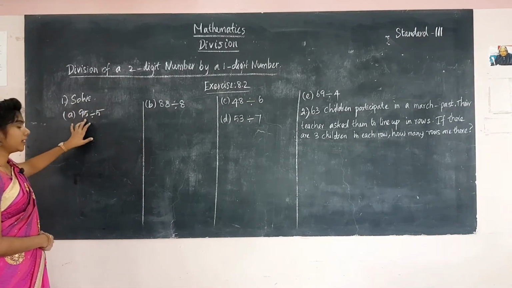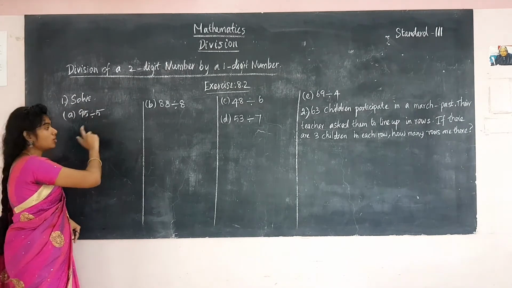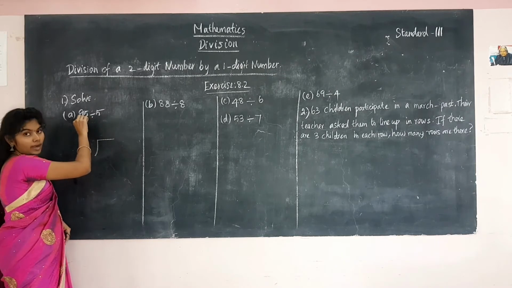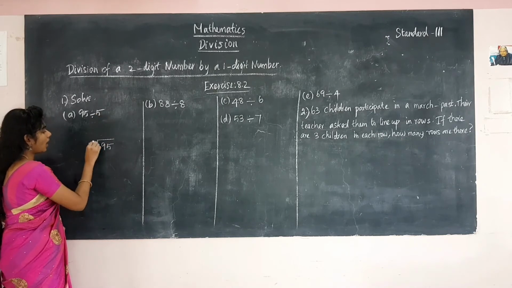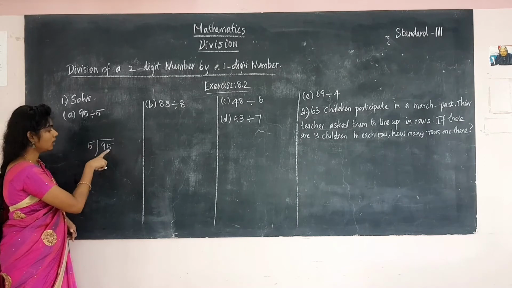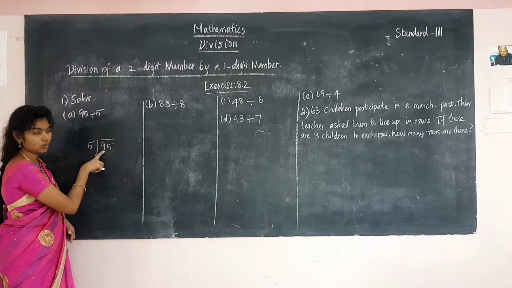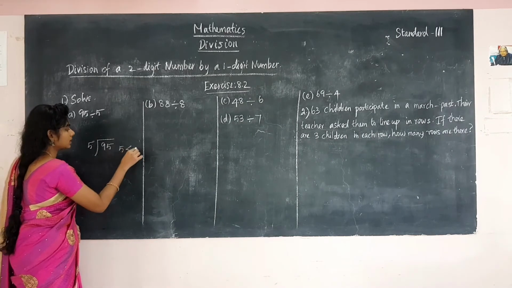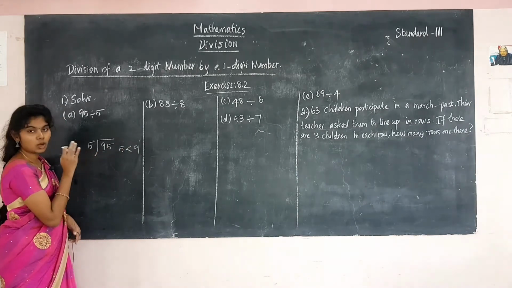First one is solve 95 divided by 5. We are going to divide the number and find the quotient. To find that, we have to draw an inverted L and write the dividend 95 inside, and 5, which is the divisor, outside. To find the quotient, we have to check the dividend's tens place and the divisor. Here the tens place is 9, so we compare these two numbers, 5 and 9. See here, 5 is less than 9, so we can take the tens place alone.